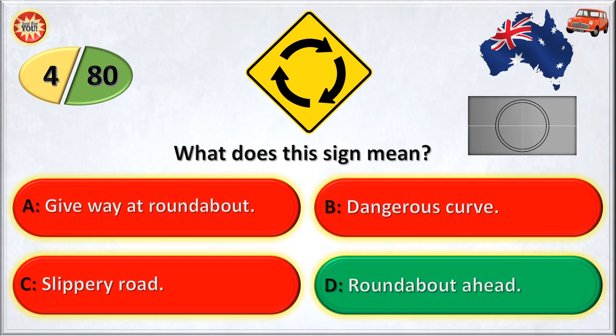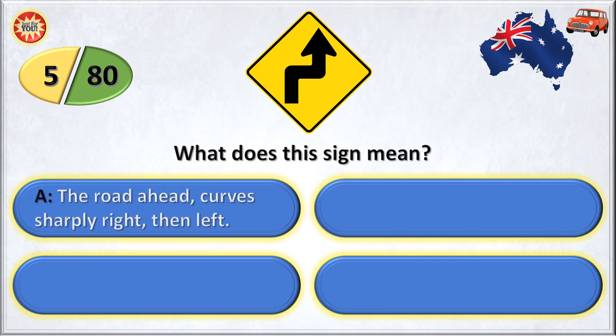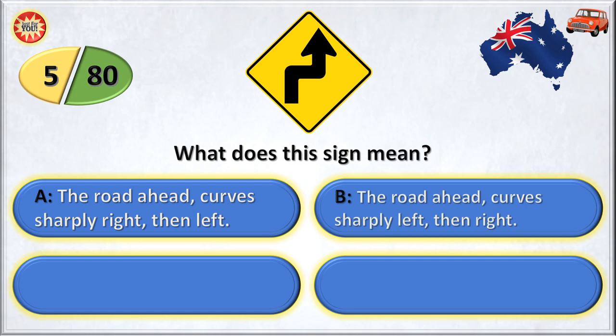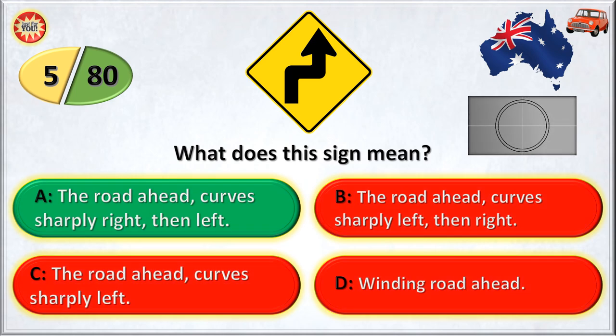What does this sign mean? The road ahead curves sharply right, then left. The road ahead curves sharply left, then right. The road ahead curves sharply left. Winding road ahead. The road ahead curves sharply right, then left.